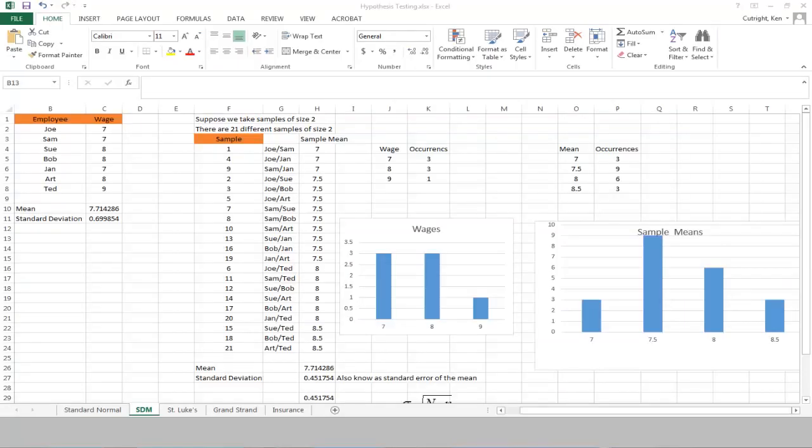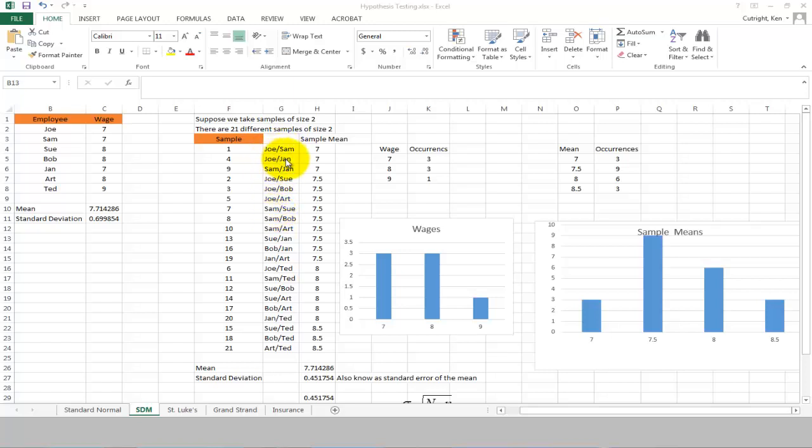Okay, so what you're looking at now are the 7 employees that we looked at just a minute ago, and these are their wages. So I've got that listed here. This is the population. And from that population, we're going to take samples of size 2. It turns out that there are 21 different samples of size 2 that we can take. And we've got them listed here.